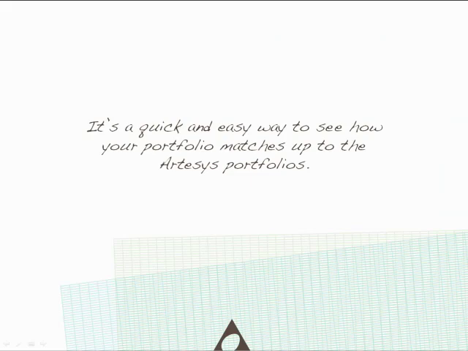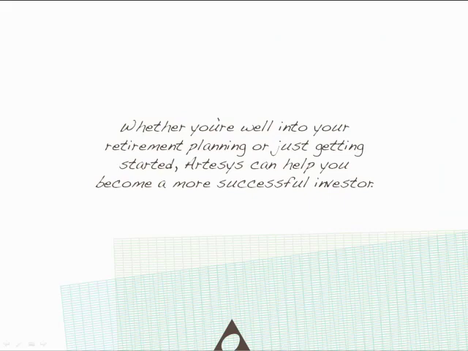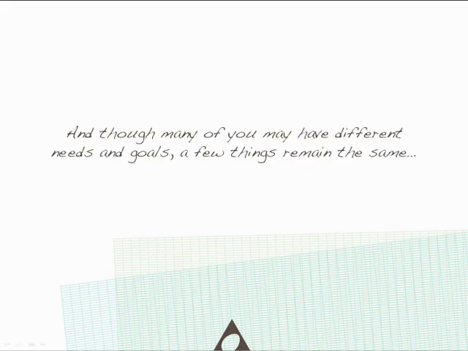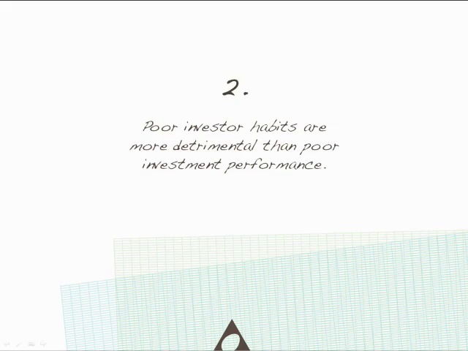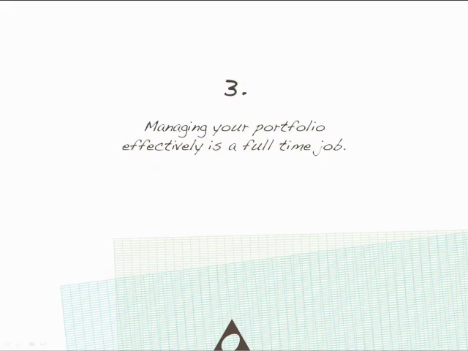Whether you're well into your retirement planning or just getting started, Artesis can help you become a more successful investor. And though many of you may have different needs and goals, a few things remain the same. Retirement investing is a matter of balancing risk and return. Artesis can help you maximize returns for the level of risk you're comfortable with. Poor investor habits are more detrimental than poor investment performance. Artesis can help you avoid costly mistakes. Managing your portfolio effectively is a full-time job. Artesis actively manages yours so you don't have to.